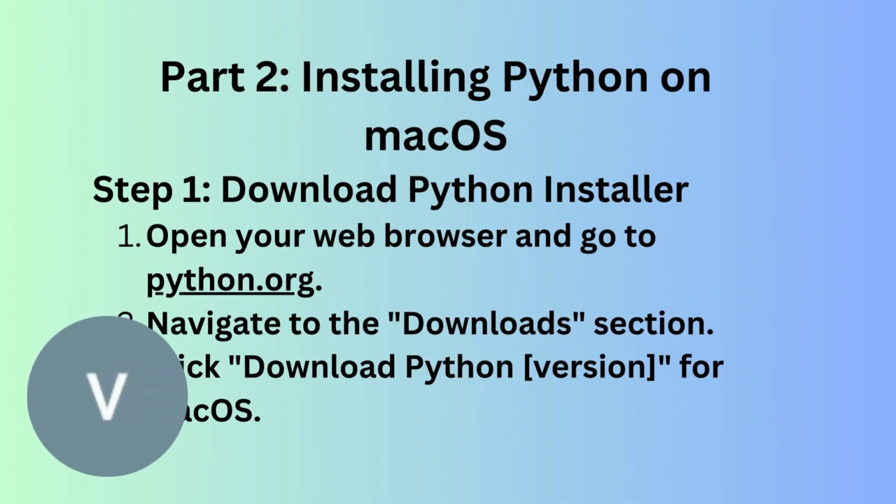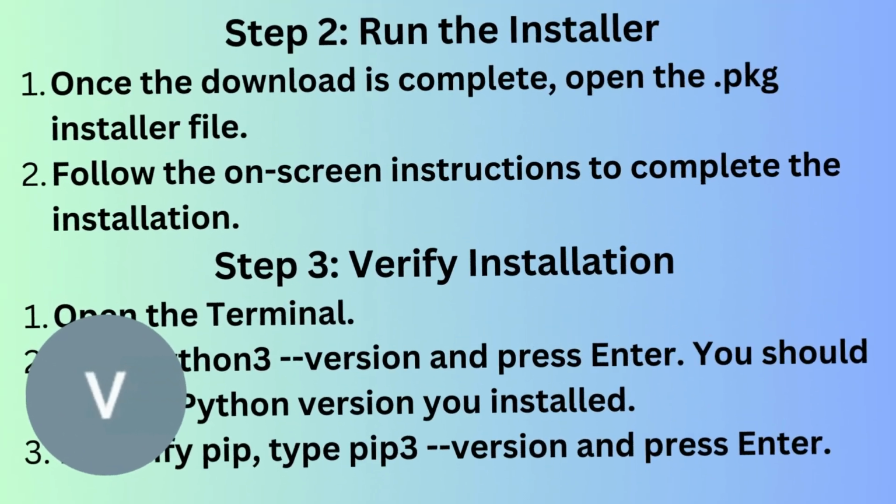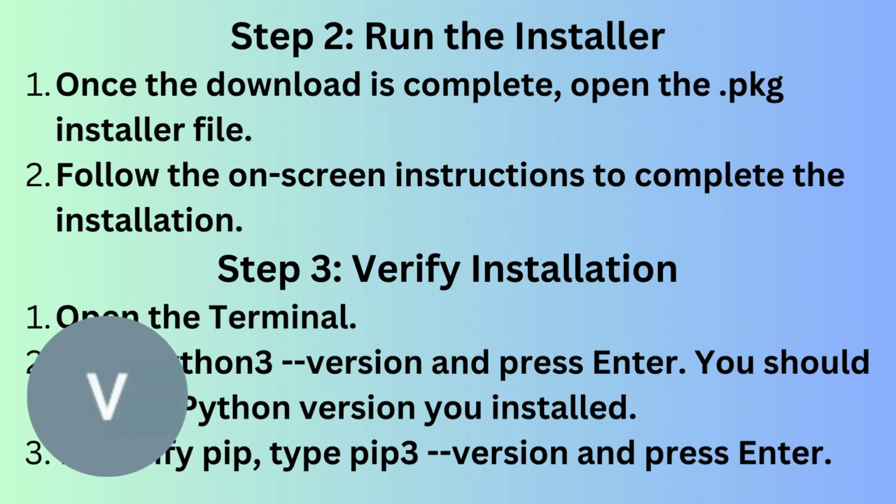Installing Python on macOS. Download the Python installer. Open your web browser and go to python.org. Navigate to the download section and click download Python for macOS. How to run the installation on macOS? Once the download is complete, open the .pkg installer file. Follow the on-screen instructions to complete the installation.